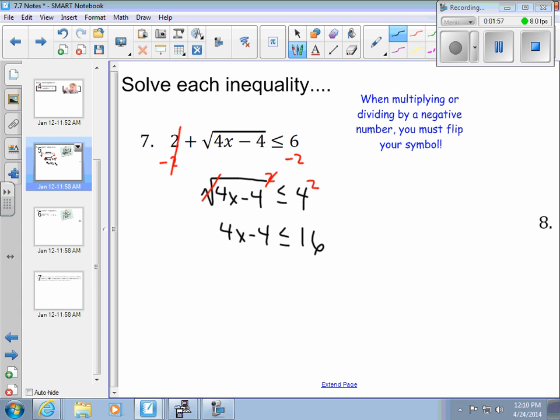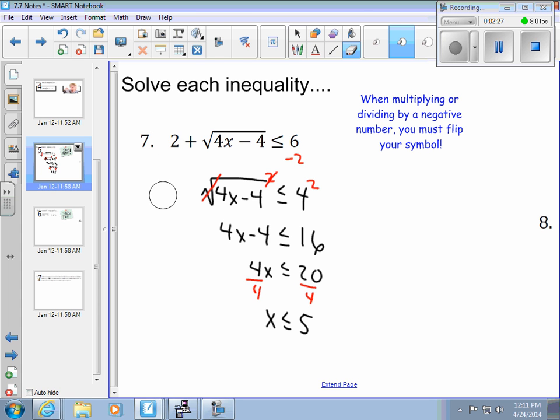Now this is one you've seen before. We just got to keep going through and solve. Add 4 to both sides, and we get 20. Divide by 4. Now we're dividing by a positive here, so we don't need to do anything with flipping the sign. We get x is less than or equal to 5. Now, that solution would say any number 5 or less should make our original problem true up here.